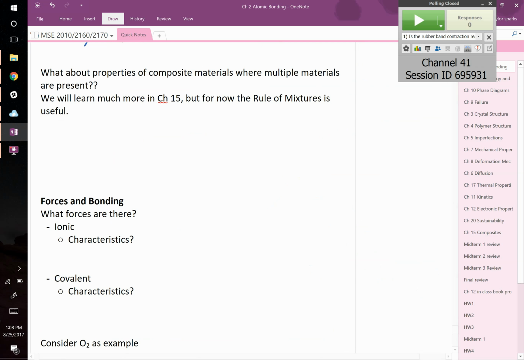Now, way later on in this semester, we're going to learn about composites as its own chapter. We'll talk about, when you mix these different things together, how do you model them? But for now, because I don't want to wait to the end of the semester to talk about composites, let me just introduce one very simple rule, which is called the rule of mixtures. The rule of mixtures says the following. The property of your composite is equal to the property of your first component multiplied by the volume fraction of your first component plus the property of your second component times the volume fraction of your second component.